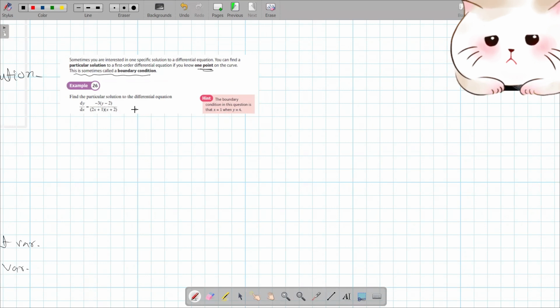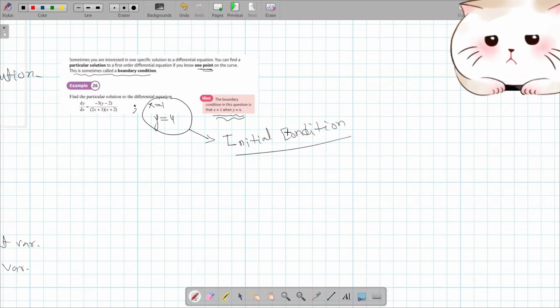So, together with this equation, we are also given that when x is 1, y is 4. This condition is called initial condition. He is calling it boundary condition, but in all other mature texts, we call it initial condition. Okay, you can call it boundary condition, no problem.